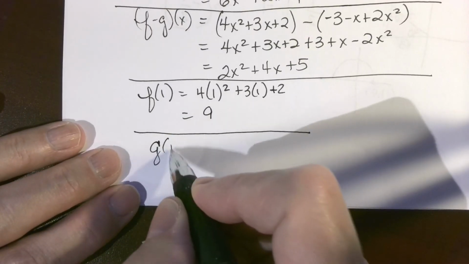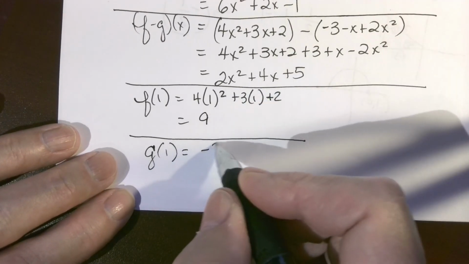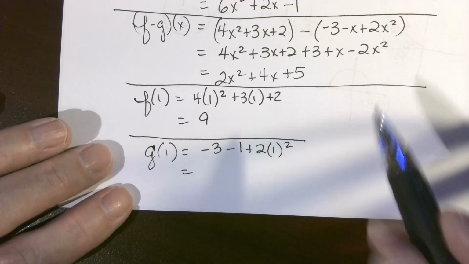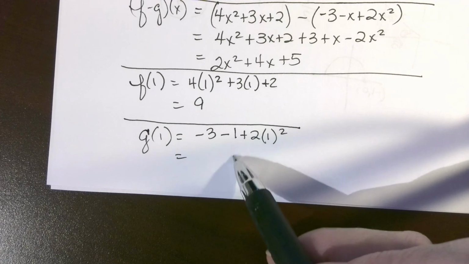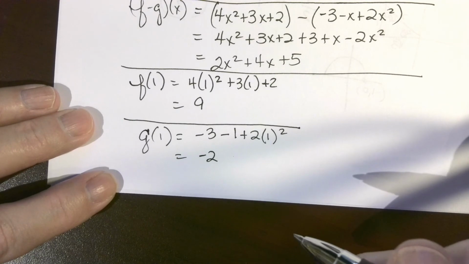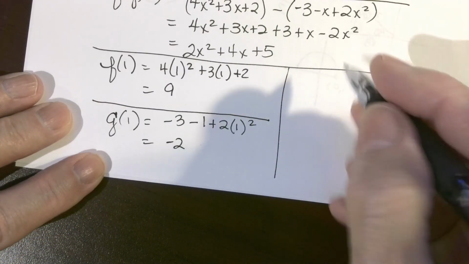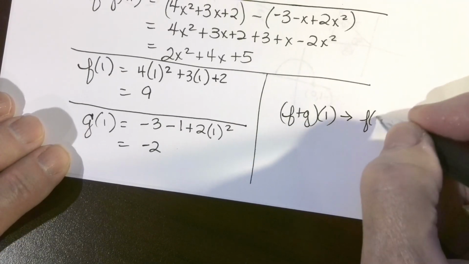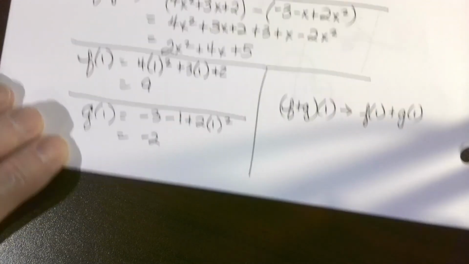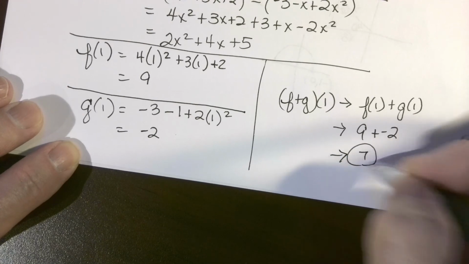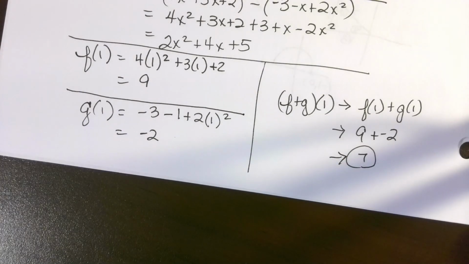G of 1. So we're going to put 1 into the g function. So put 1 for x plus 2 and 1 squared. So this is negative 3 minus 1, which is negative 4, plus 2, which is negative 2. Okay, now the last one is f plus g of 1. Now I know that that means f of 1 plus g of 1. And I've already done those. So I'm going to do 9 plus negative 2, which is 7. Okay? These are not hard.